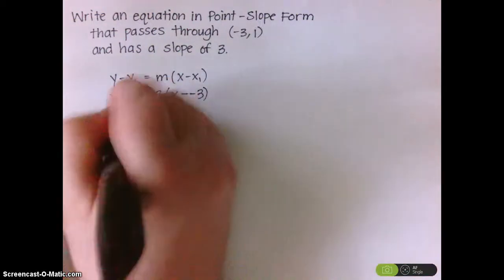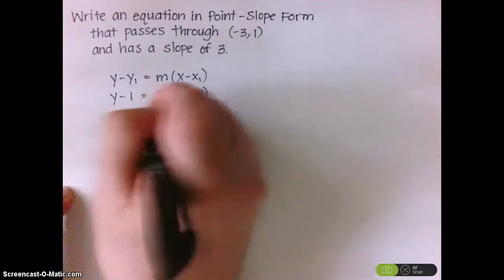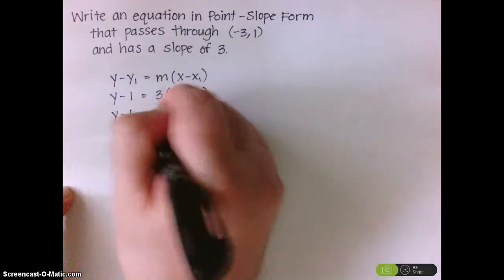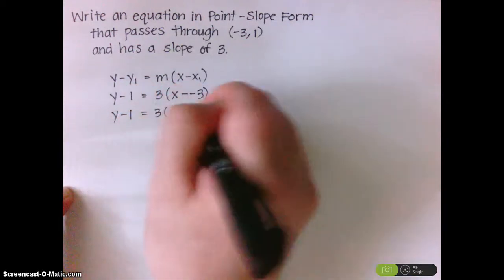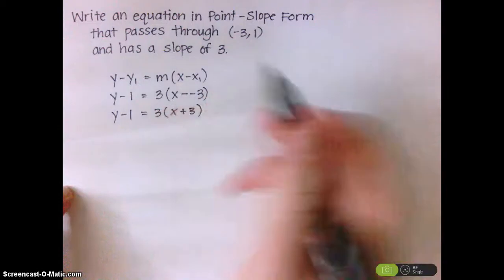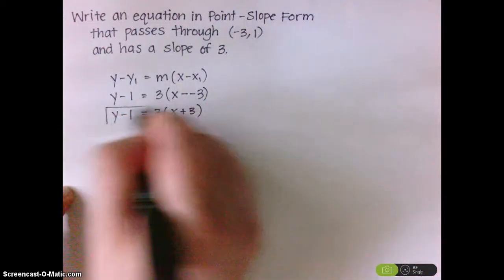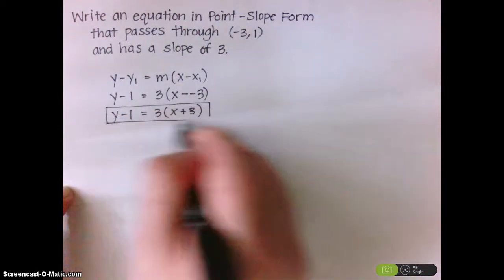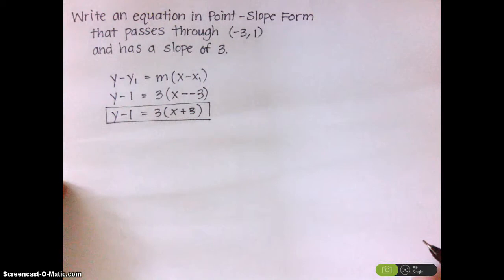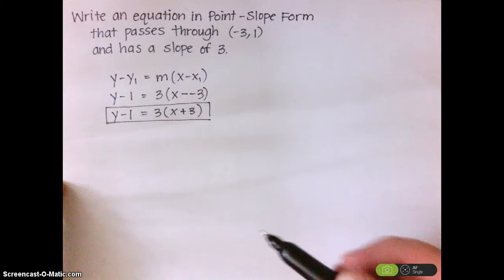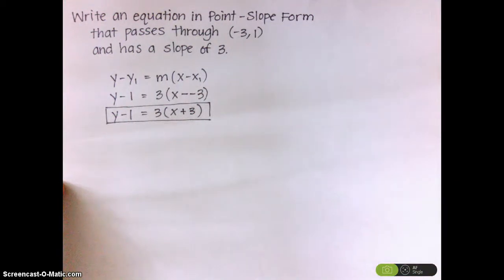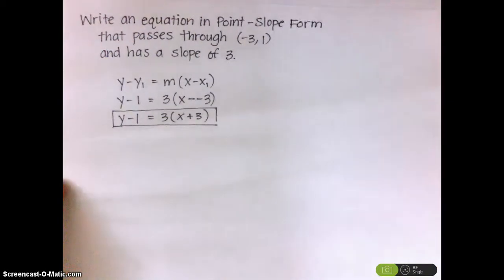And just like in the last equation, I can clean this up just a little bit. y minus 1 is equal to 3 times (x plus 3). And I am done writing this equation in point-slope form. So why don't we see why this is useful now, okay? It's going to be useful when you're actually having to graph. It's going to be very quick.